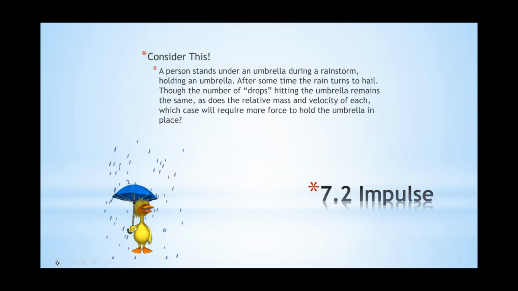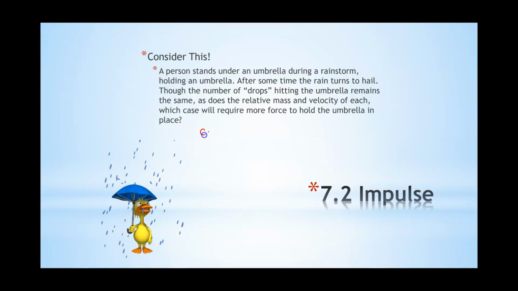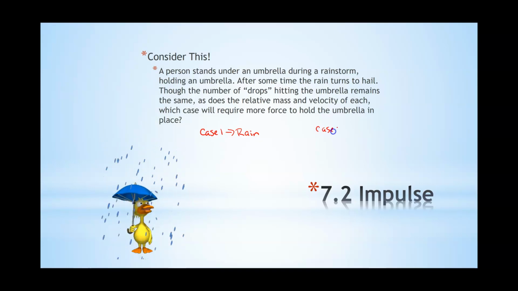So something to think about. We have a person standing under an umbrella during a rainstorm, holding an umbrella. After some time, the rain turns to hail. Though the number of drops hitting the umbrella remains the same, as does the relative mass and velocity of each, which case will require more force to hold the umbrella in place? So case 1 is rain. Case 2 is hail.